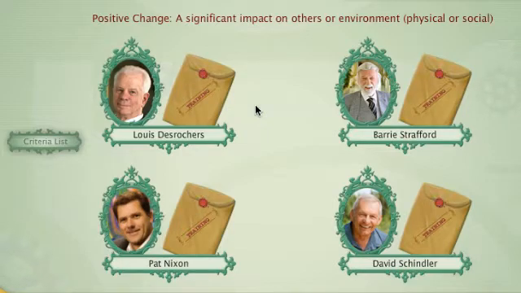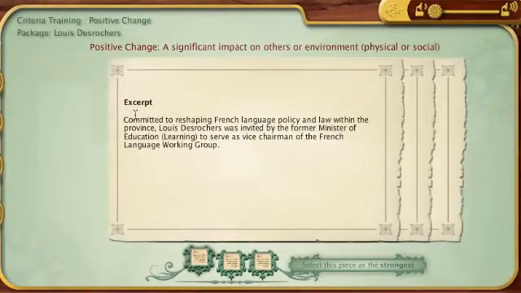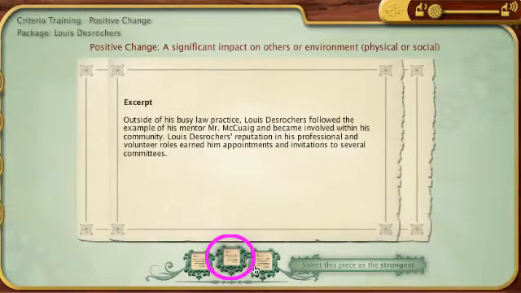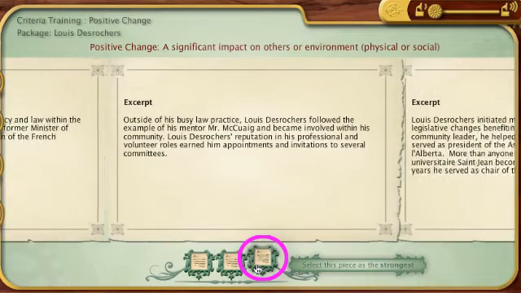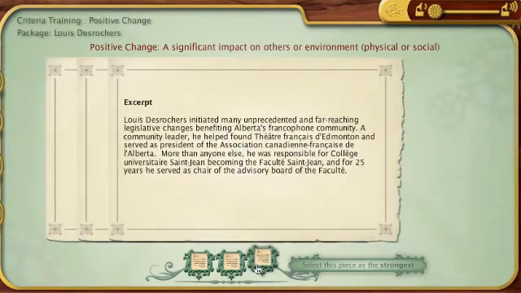Inside the package are 3 excerpts from the actual nomination package for the member. Each excerpt provides insufficient, adequate, or the strongest evidence of the criterion. Students read each excerpt and then select the one that provides the strongest evidence. Feedback is provided for each excerpt selection.